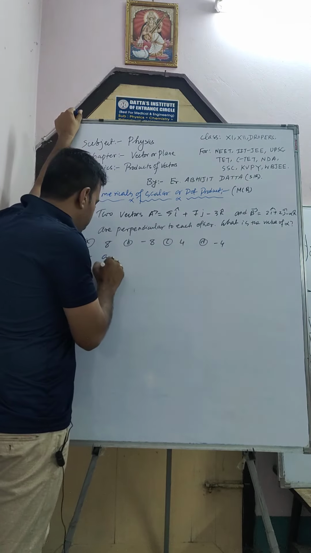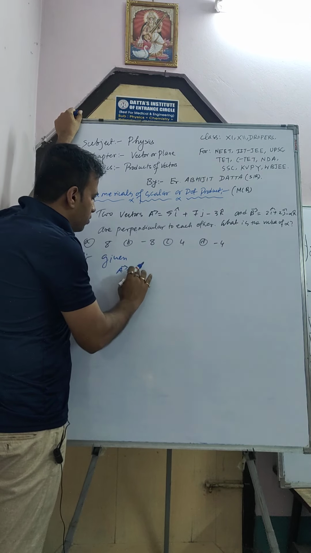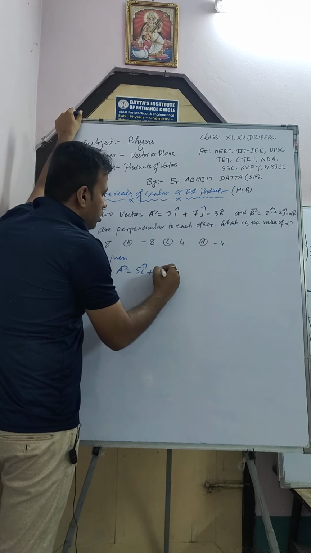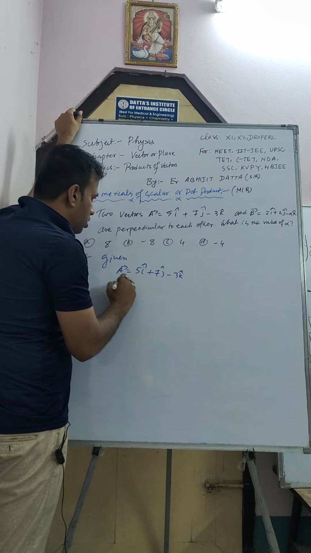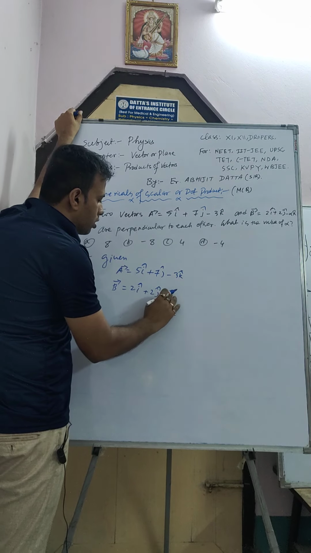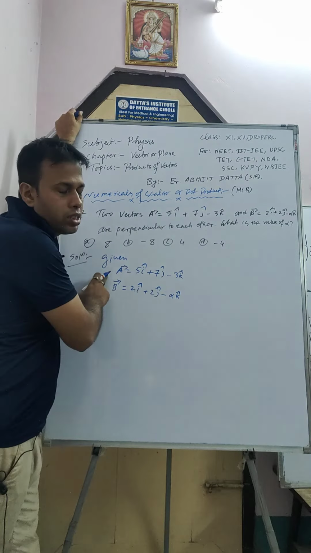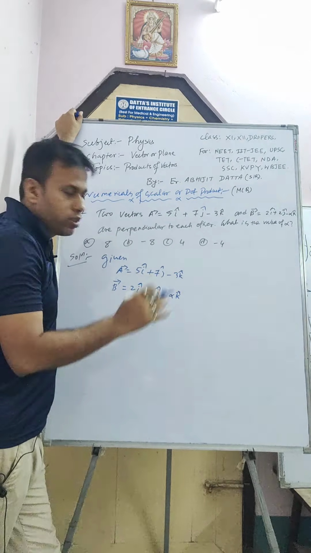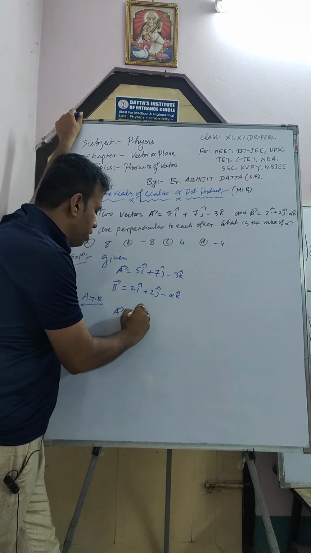So now what is given here? Given a vector is equal to 5i plus 7j minus 3k. Okay, and b vector is 2i plus 2j minus alpha k. Okay, so since they are perpendicular, according to the question we can write a dot b is what? 0. So according to the question a dot b will be 0.